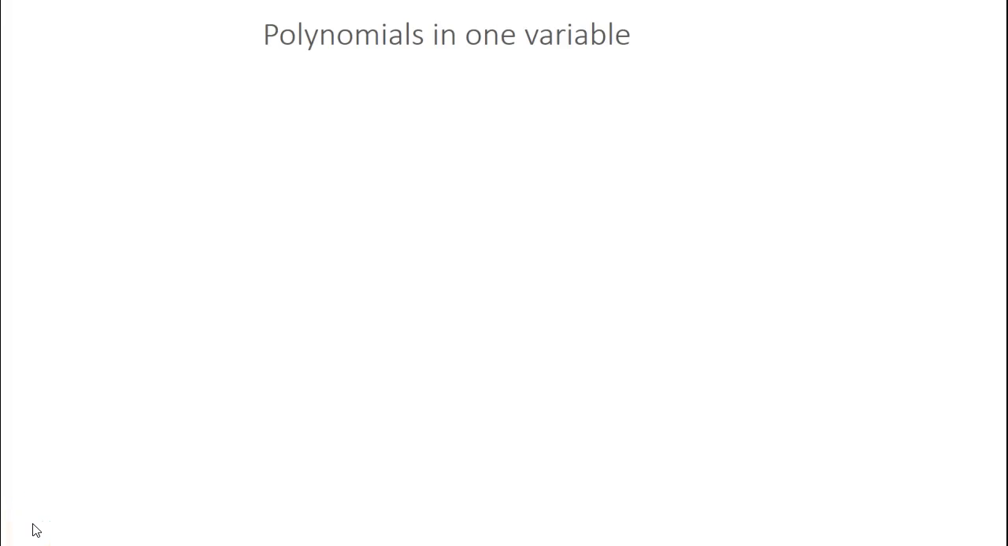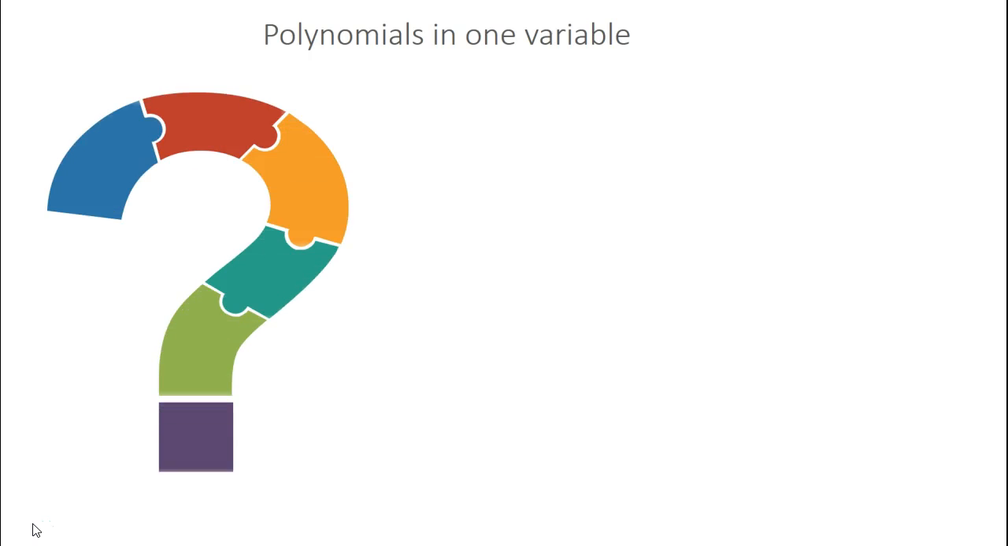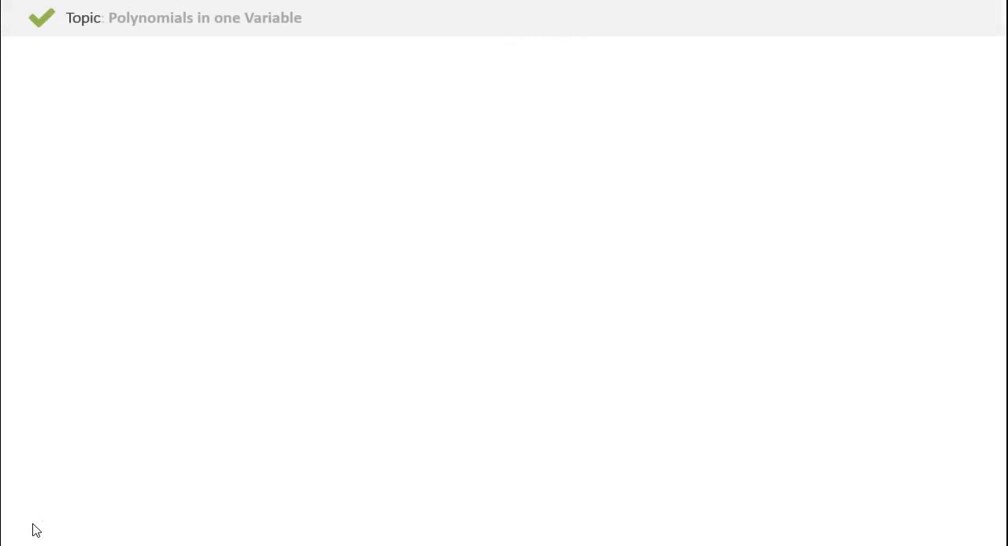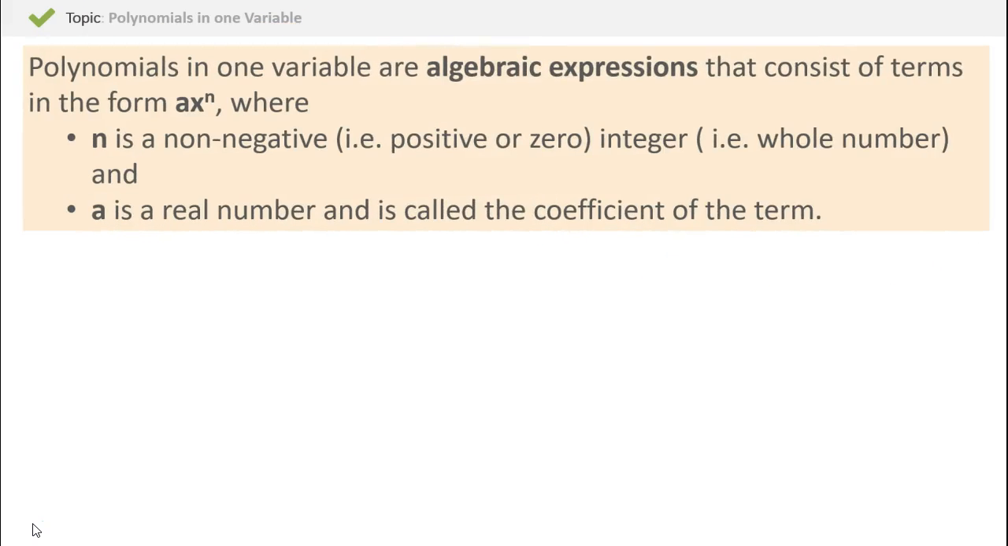Polynomials in one variable is what we are going to discuss now. We'll talk about what polynomials in one variable are. Then we'll talk about how to represent a polynomial in one variable. We'll start with polynomials in one variable. Let's take a look at the definition.